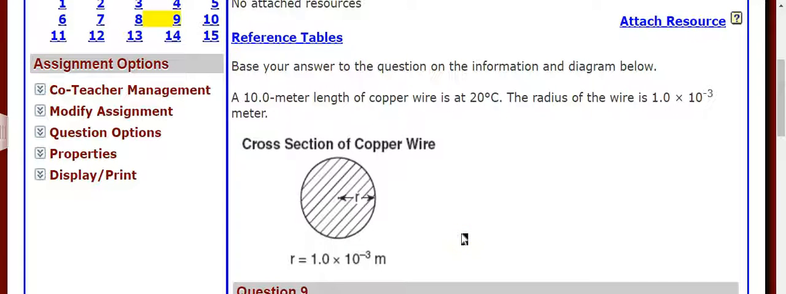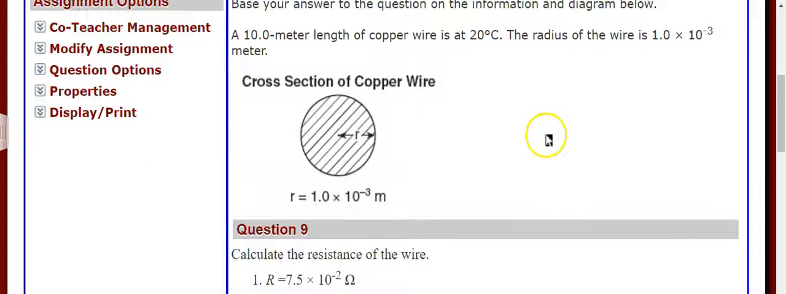Okay, here we have a CASA learning question, which is an old Regents question. It says, base your answer to the question on the following information in the diagram below. I picked this particular problem because it has a diagram that you have to interpret, as well as the formula that you have to apply. A 10-meter length of copper wire is at 20 degrees Celsius. The radius of the wire is 1 times 10 to the negative 3 meters.